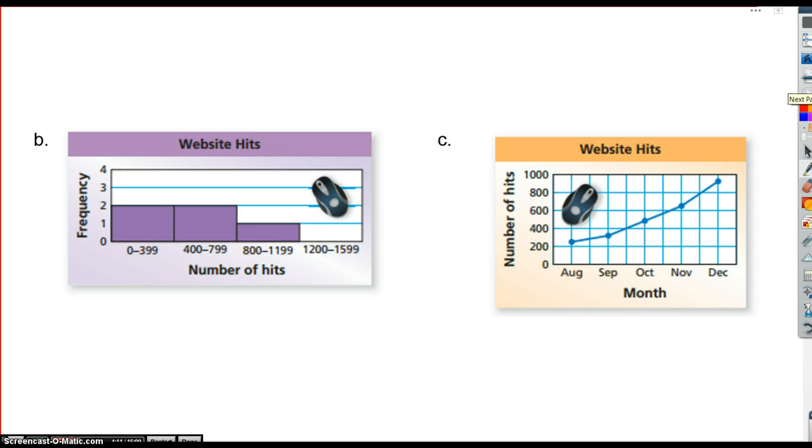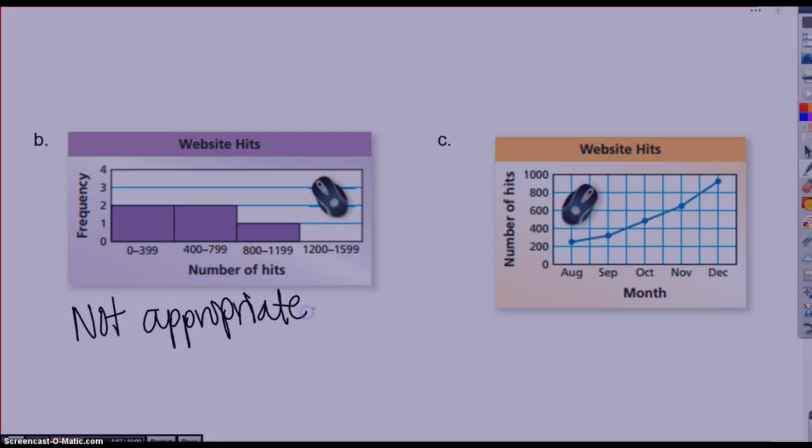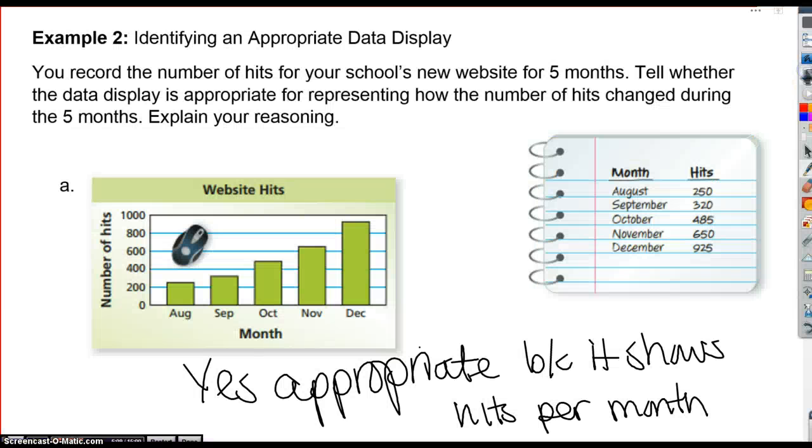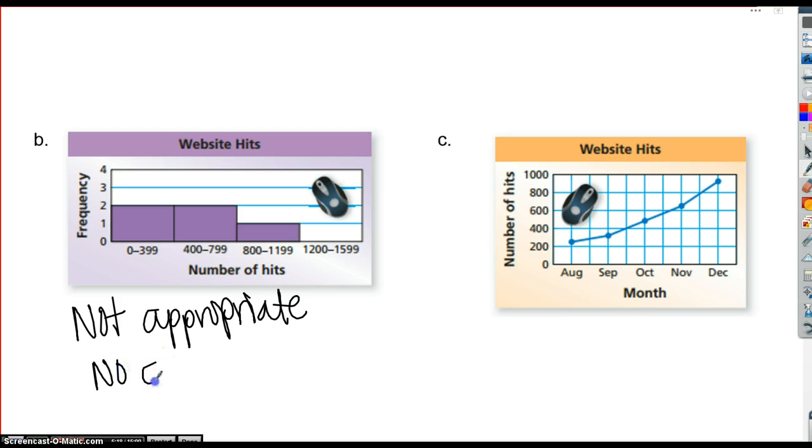B and C are right below it. So this is a histogram. So from 0 to 399, I had a frequency of 2 times. Same thing from 400 to 799, and 800 to 1199, I only had it happen once. This would not be appropriate because it does not show data over time. There's no way for me to see how it happened between August, September, October, November, and December. So no change over time shown.